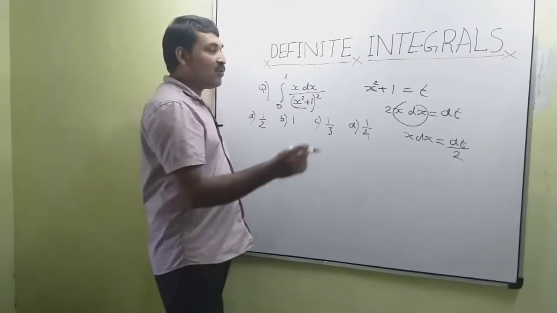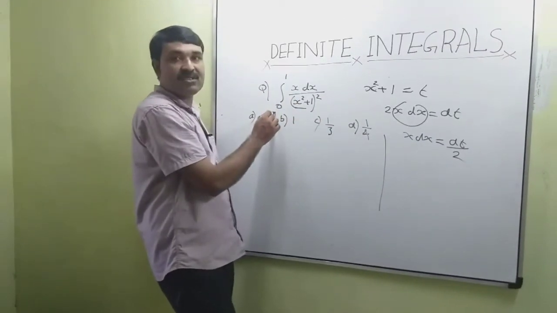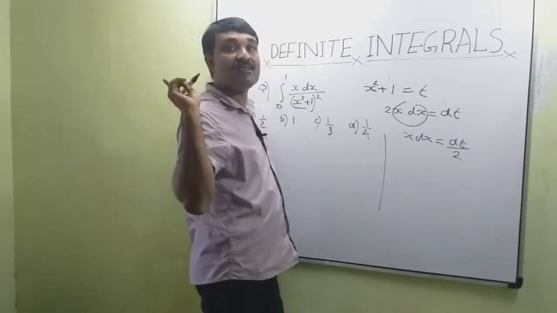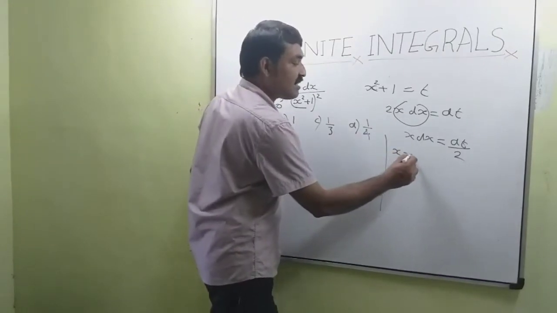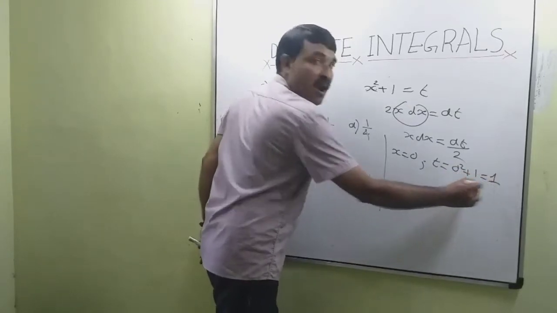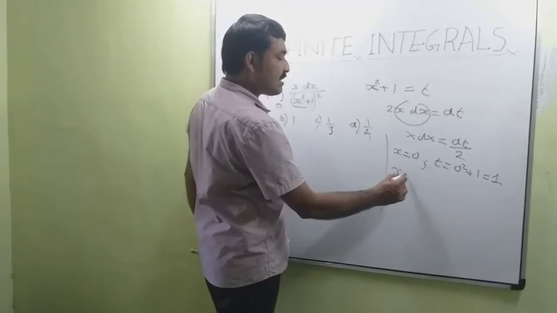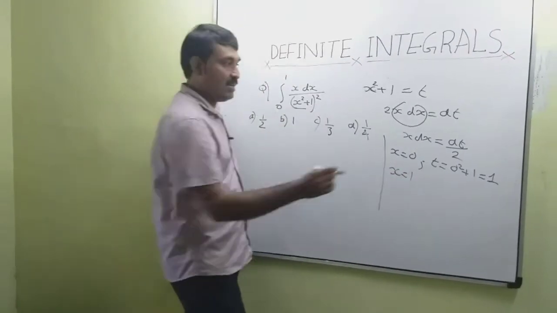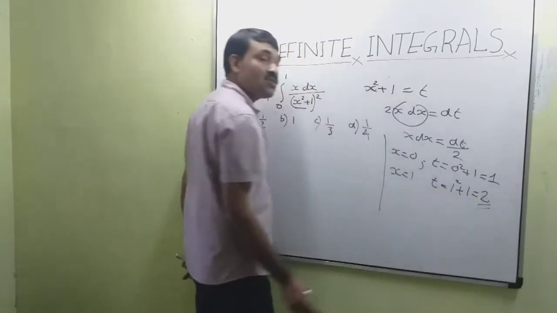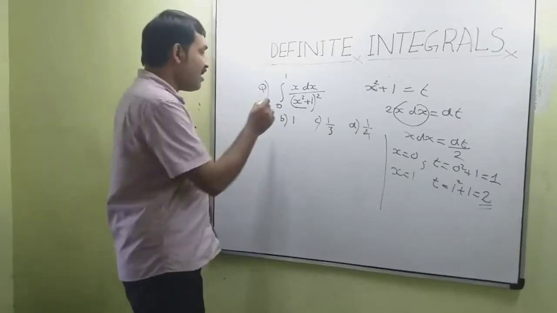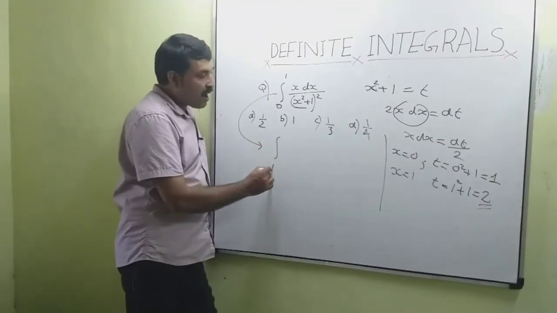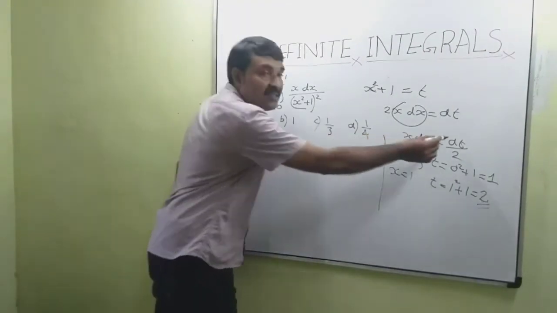Right. Now apply the limit. When x is equal to 0, what is the value of t? t is equal to 0 square plus 1, that is equal to 1. Now, x is equal to 1. What is the value of t? t is equal to 1 square plus 1, that is equal to 2. So we change the limit of integration. Now we can write this integration as the integral from 1 to 2 of x dx, which is equal to dt by 2.